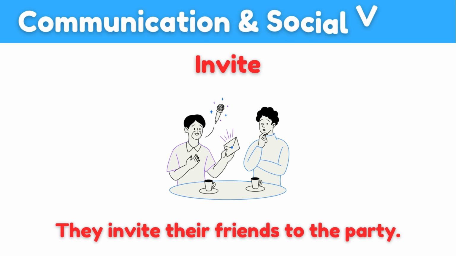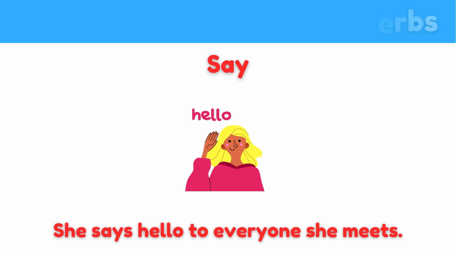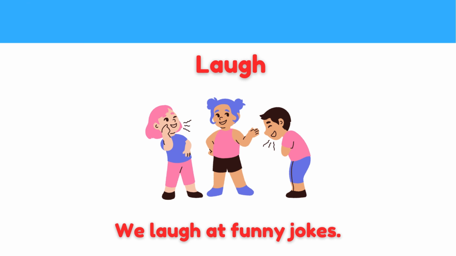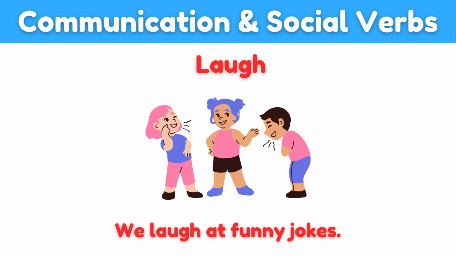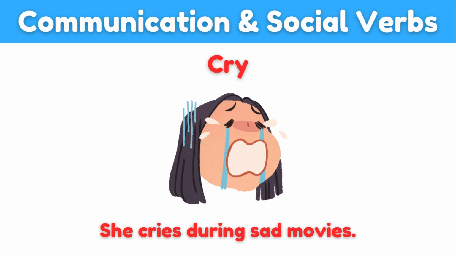Invite. They invite their friends to the party. Say. She says hello to everyone she meets. Shout. He shouts to get their attention. Laugh. We laugh at funny jokes. Cry. She cries during sad movies.